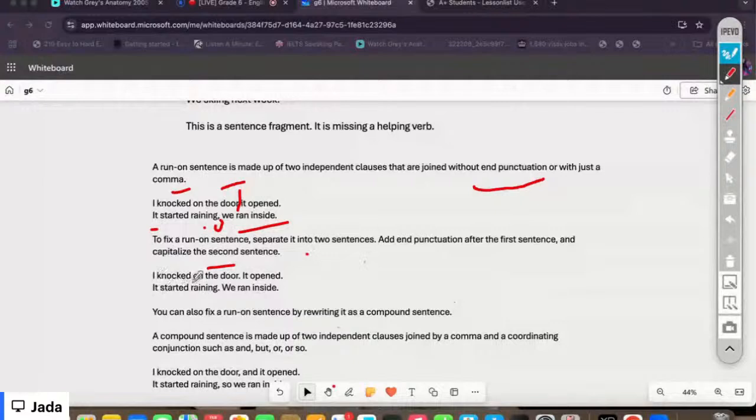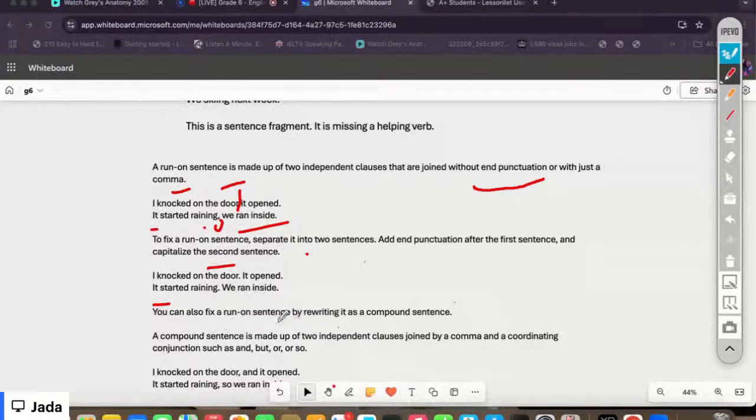So you have to make sure that you say, I knocked on the door. You put a period, and that's one sentence. It opened is another sentence. The start of the next sentence has to be capitalized. Then we also have: it started raining, we ran inside. This was the one with the comma. So you remove the comma, you put a period, and then you start the next sentence with a capital letter, because we always capitalize the start of every sentence.